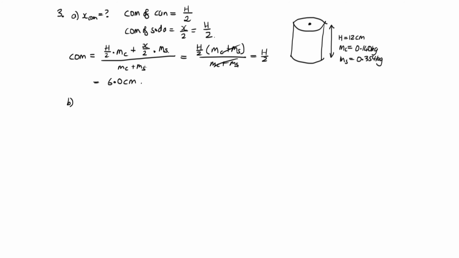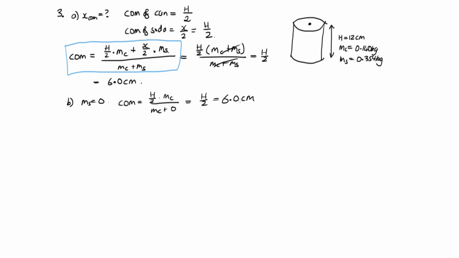So in that case, we've got that ms is equal to 0. So we can use this same equation here, but now we've got that the mass of the soda is 0. So when we do that, we have that the center of mass is equal to H over 2 times the mass of the can over the mass of the can plus the mass of the soda, which is 0. And so this will be equal to H over 2, and so it's still 6 centimeters.